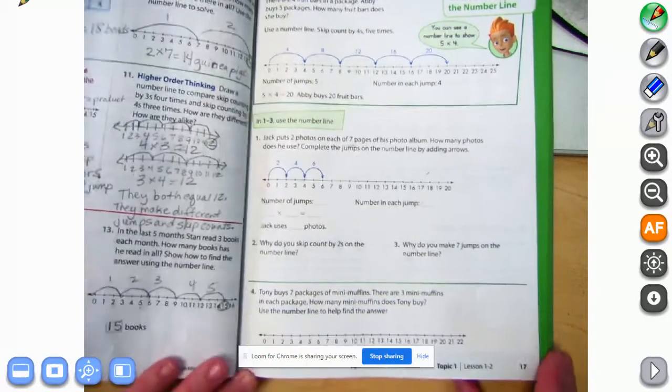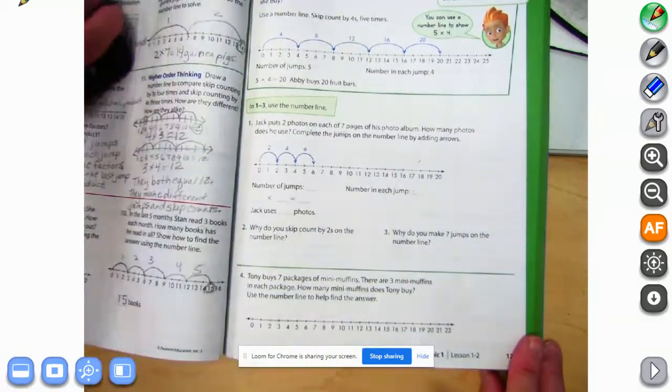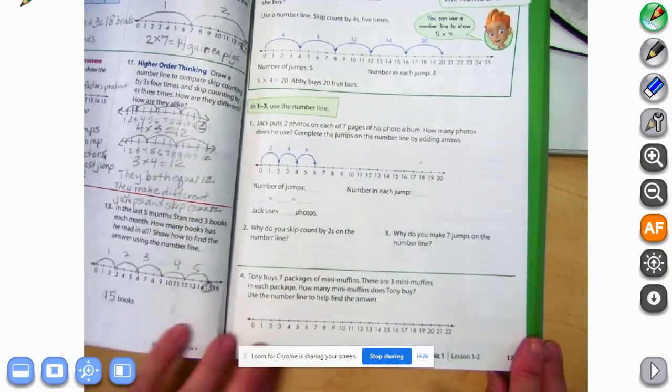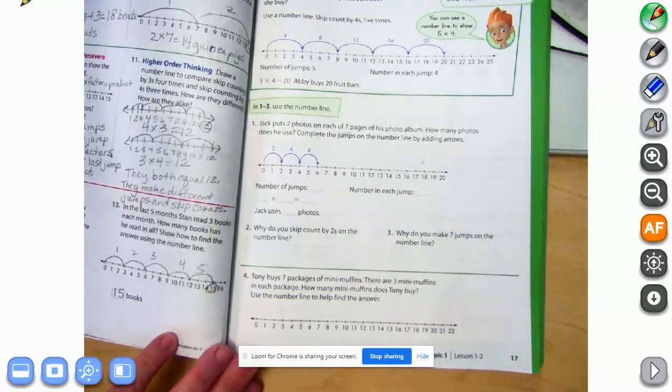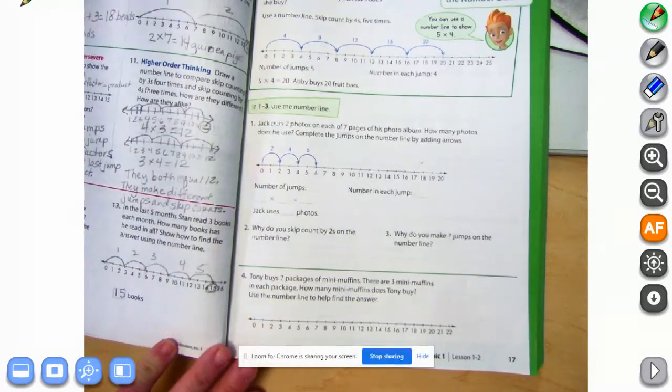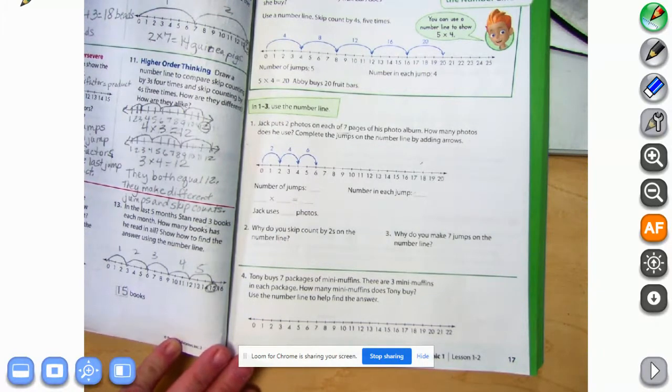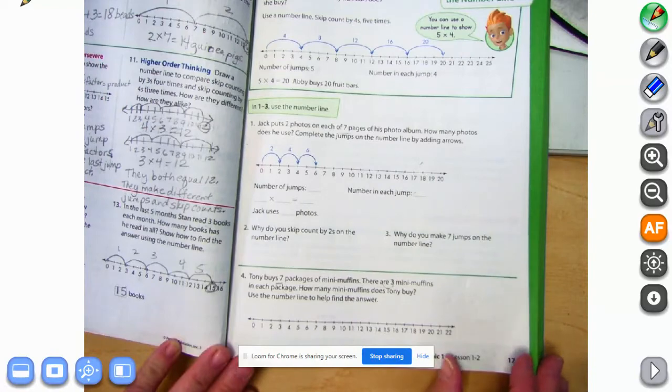Number 4, Tony buys 7 packages of mini muffins. There are 3 mini muffins in each package. How many mini muffins does Tony buy? So 7 packages with 3 inside, 7 groups of 3. So your jump size is going to be how many, and how many jumps are you going to do?